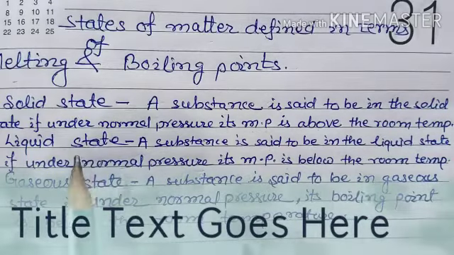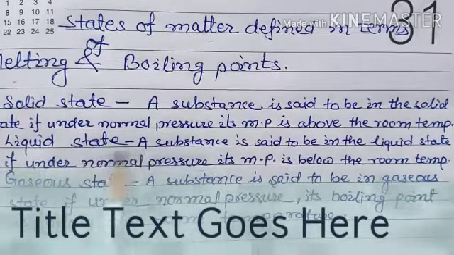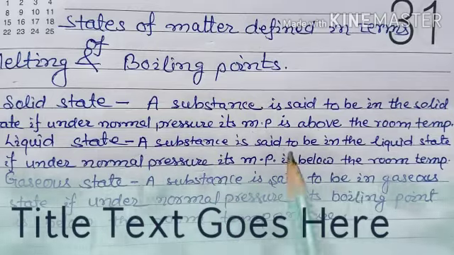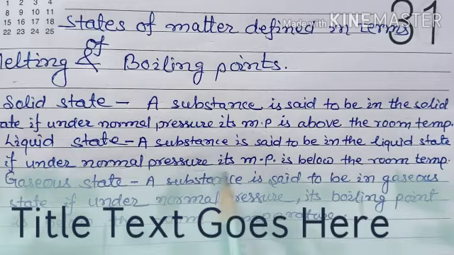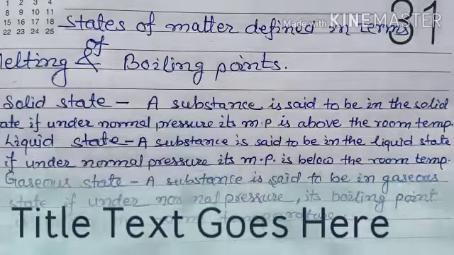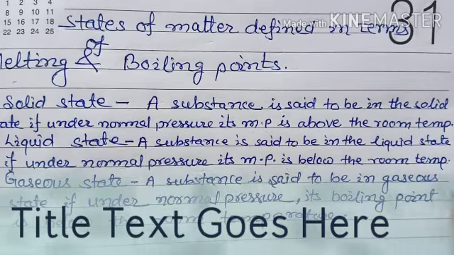What is the liquid state in terms of melting and boiling point? A substance is said to be in the liquid state if under normal pressure its melting point is below the room temperature. Now, what is the gaseous state in terms of melting and boiling point? A substance is said to be in the gaseous state if under normal pressure its boiling point is below the room temperature.